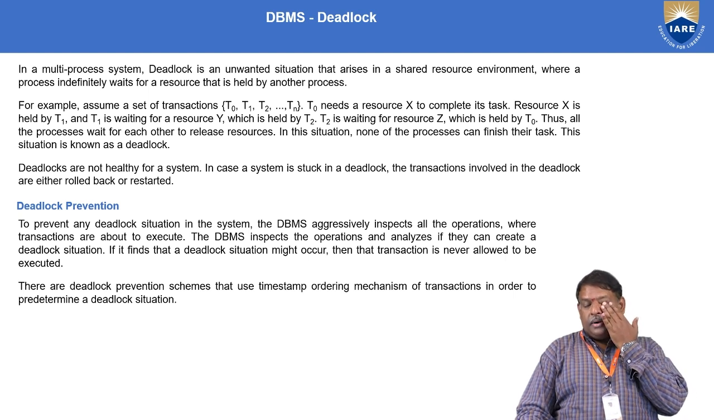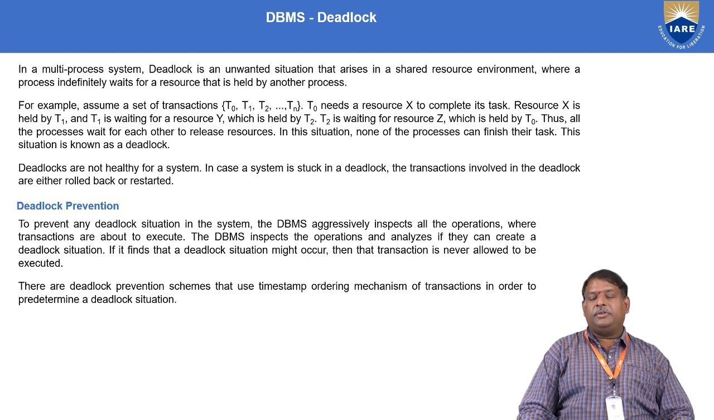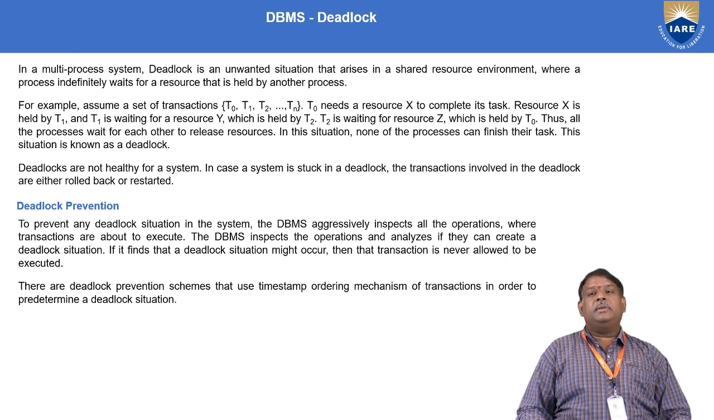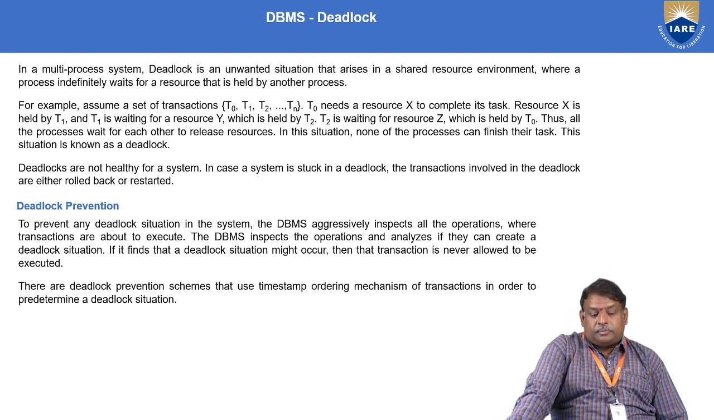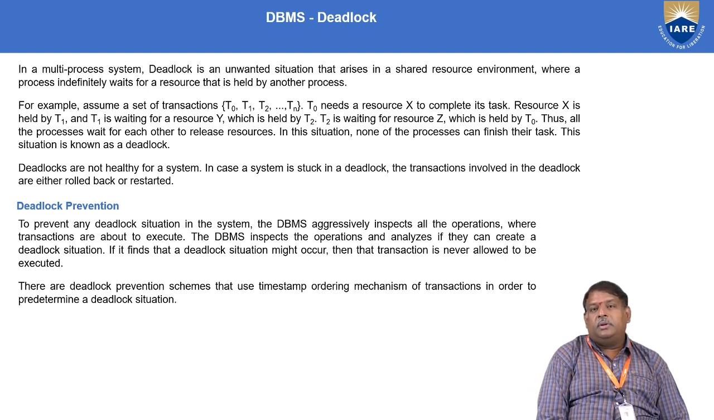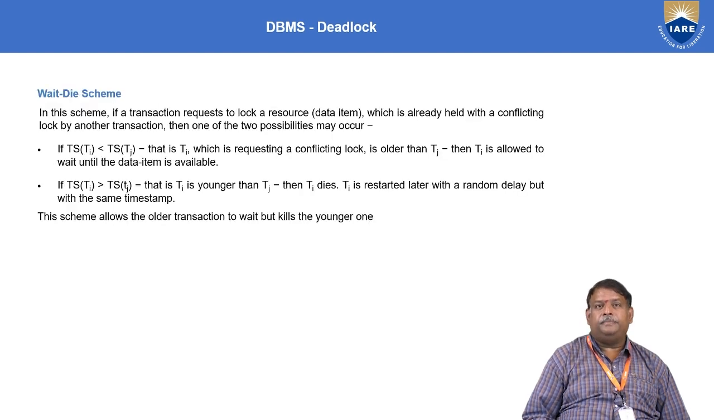So the DBMS will inspect all the operations where the transactions are supposed to be executed. If there is any chance of a deadlock, the DBMS will not allow the transaction to execute. There are deadlock prevention schemes that use a timestamp ordering mechanism of transactions in order to predetermine deadlock situations.